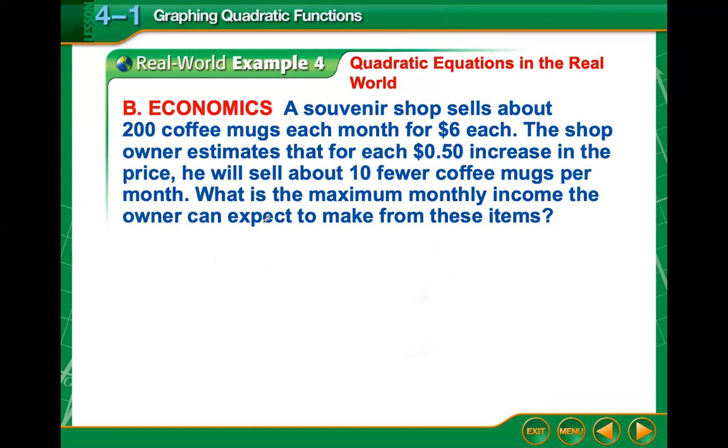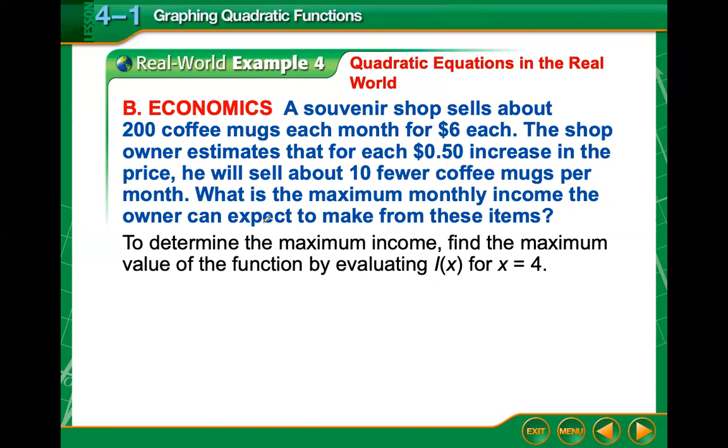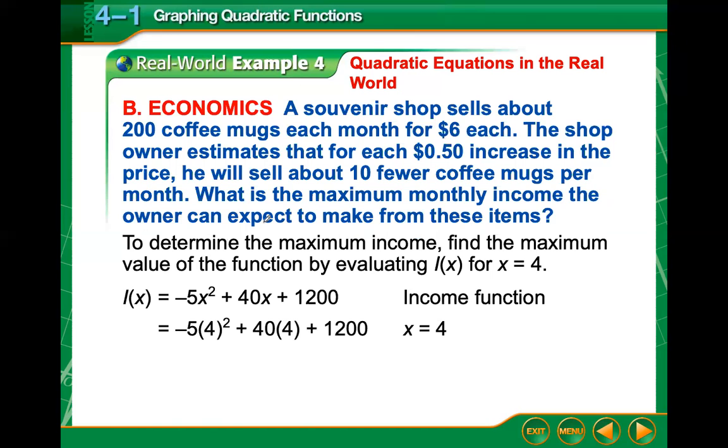Using the same information, we're going to find what maximum monthly income the owner can expect to make from these sales. So to determine the maximum income, find the maximum value of the function by evaluating I of 4. So we're going to plug in 4, and we find that the answer is $1,280.